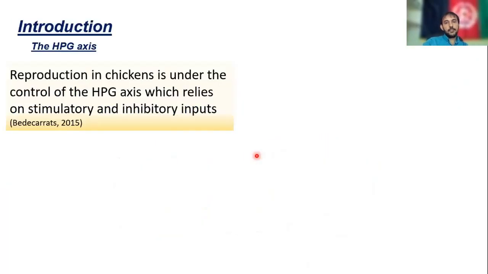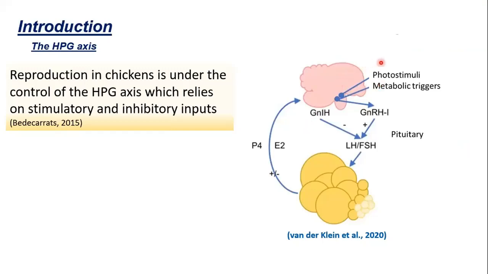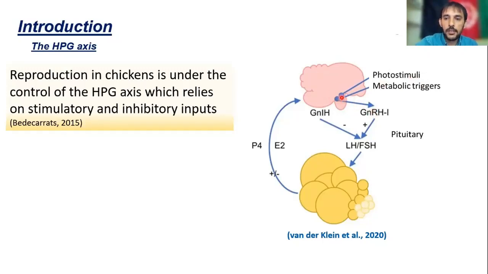Reproduction in chickens is under the control of the HPG axis, which relies on stimulatory and inhibitory inputs. Any stimulation from the environment triggers the GnRH neuron in the hypothalamus and secretes GnRH1. This GnRH1 increases the secretion of LH and FSH from the pituitary. This LH and FSH increases egg production and advances sexual maturation.